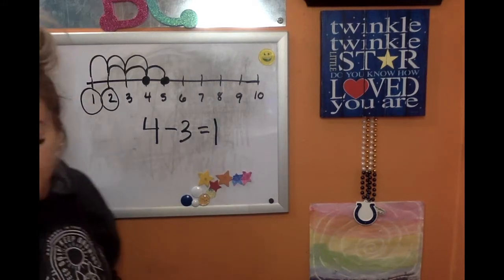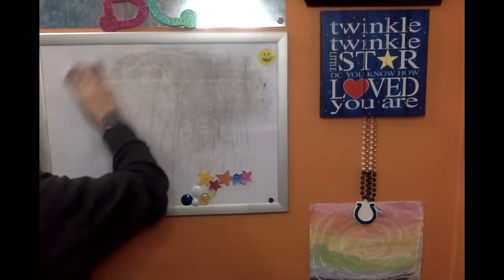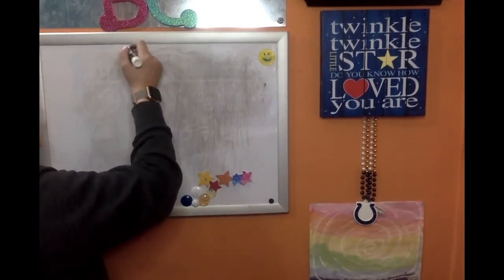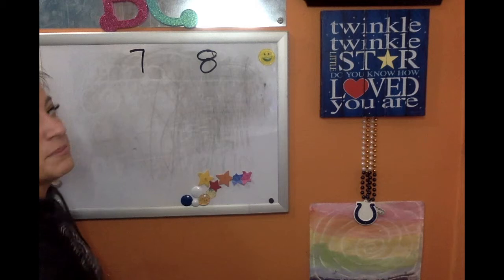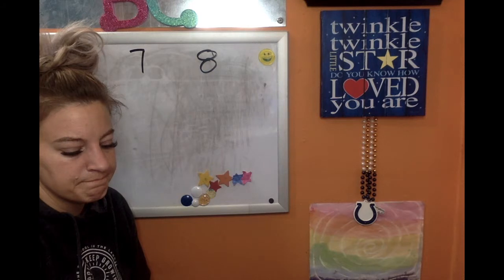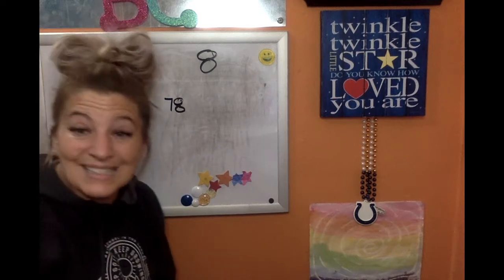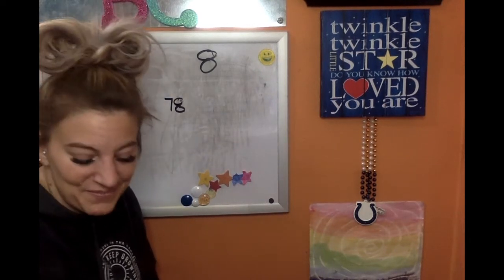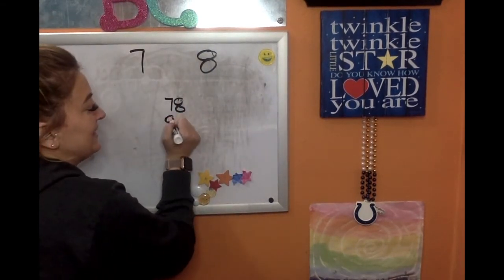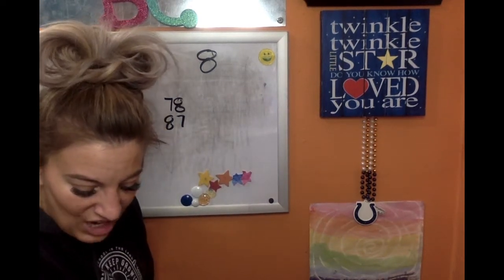Okay, now this one's kind of silly because we're going to be writing some numbers. It says, write 2-digit numbers with 7 and 8. So we need to make some numbers with 7 and 8. What could we write? We could do 78. Yes! What else could we do besides 78? Let me write 78 down. 87. Yes, 87. Good job.